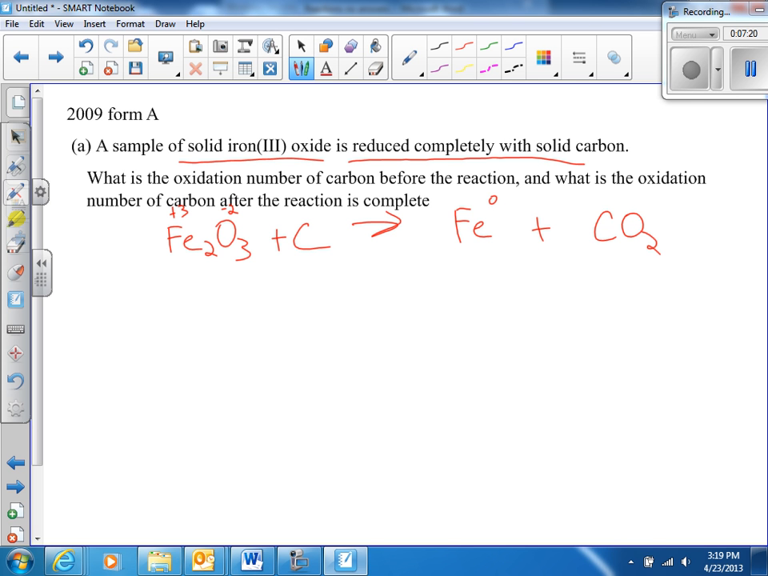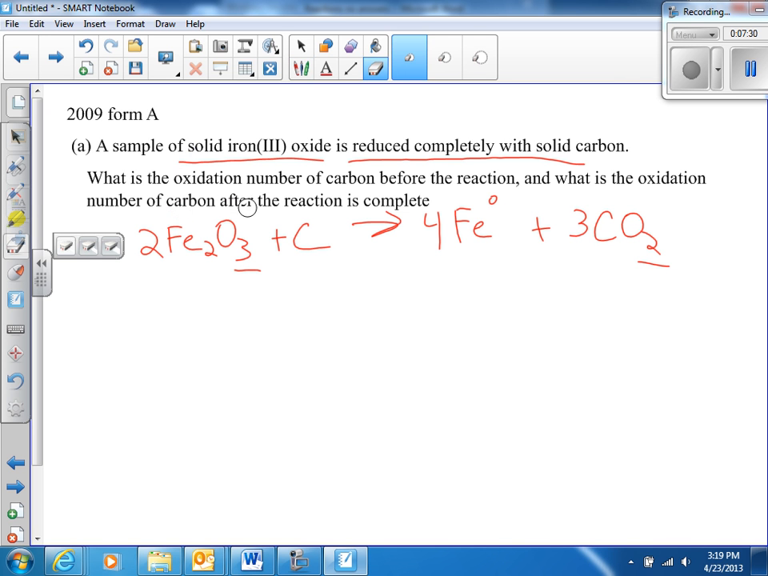Now, we have to balance. Don't forget to balance. We have a 3 and a 2 for the oxygen, so I need to put a 3 there and a 2 there. And I have 4 Fe's. And I'm going to erase the charges, because those should not be showing. Charges of zeros, it's okay to show those.